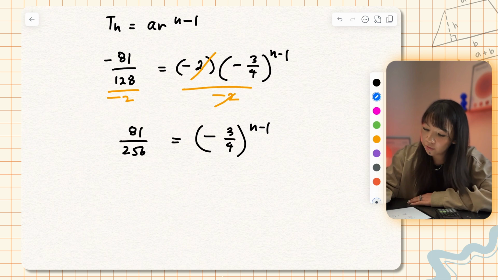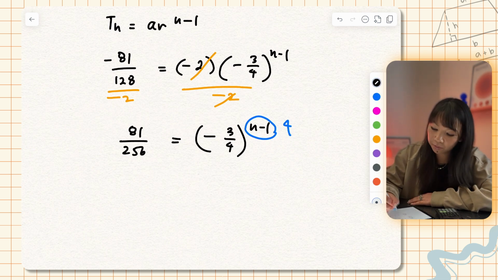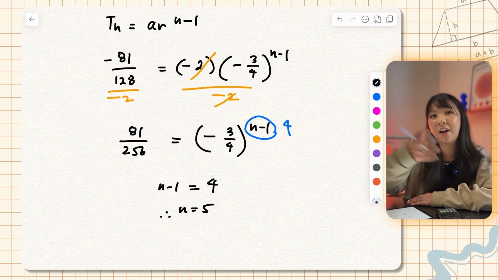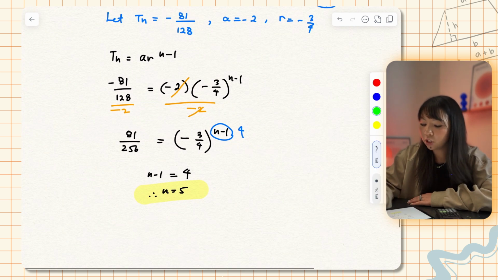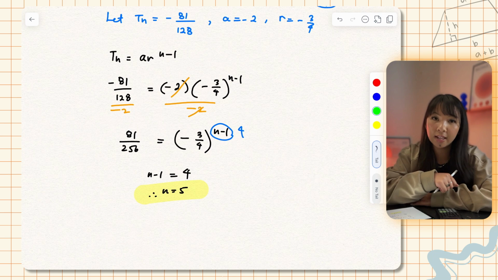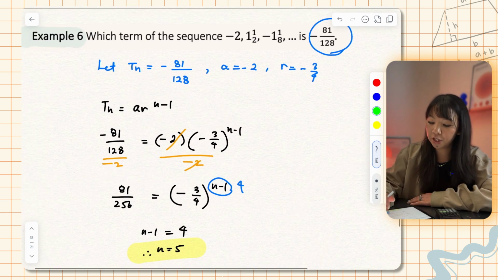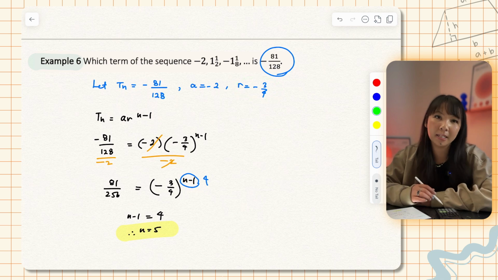So in order for this to be a power of 4, what does n have to be? Well, n actually has to be 5, because 5 minus 1 is 4. So that will be your answer. Now, even if you continued on with the log and ignored the negative, it would actually give you the answer. It's just that because the ratio is negative, it's kind of messing up taking the log of a negative.